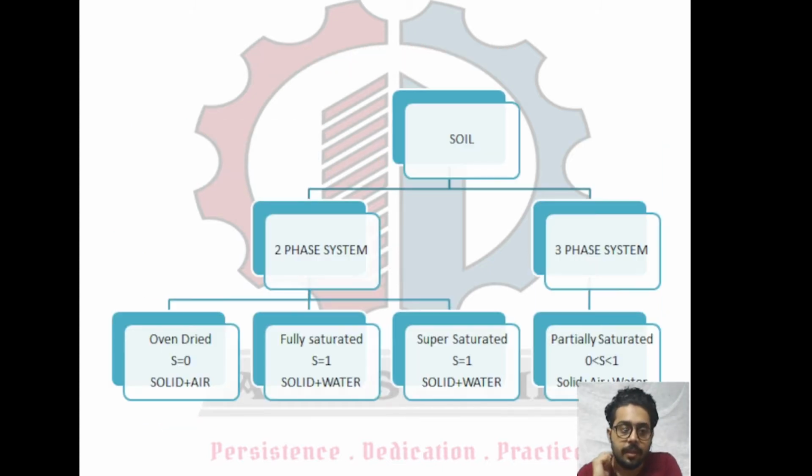As you can see in the hierarchy, soil is classified into two portions as per the phase diagram. The first one is the two phase system, then the second one is the three phase system. Under the two phase system there can be three types of example. One is oven dried. If the soil is fully dry, that means no amount of water is present, then two phases are present. The first one is solid and the second one is air, because no water is present as the soil is fully oven dried.